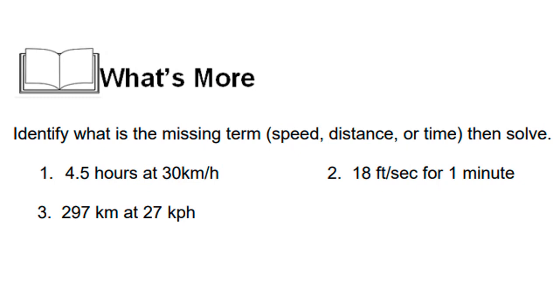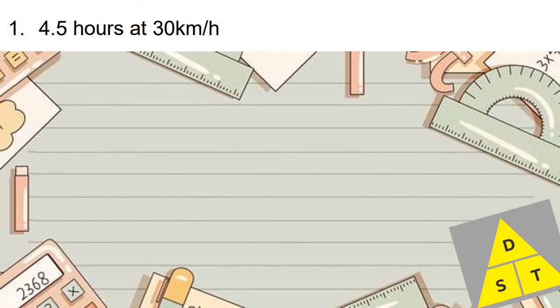Now we are asked to identify what is the missing term, speed, distance, or time, then solve. We have 4.5 hours at 30 km per hour, 297, etc. Let's start. So 4.5 hours at 30 km per hour. Ano yung missing term natin dito? So we can see that 4.5 hours is the time, 30 km per hour, since meron siyang per hour, that's a speed. So missing natin is yung distance.